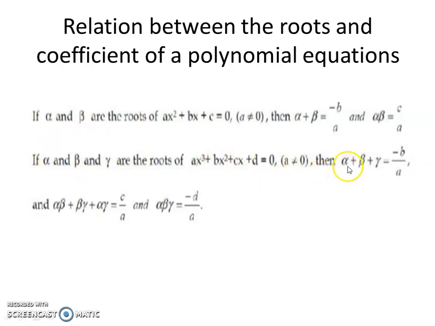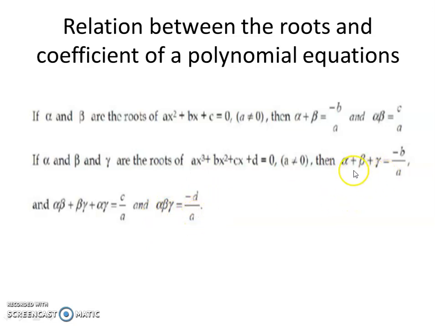They are alpha plus beta plus gamma is equal to minus b by a. Alpha beta plus beta gamma plus gamma alpha equal to c by a. And alpha beta gamma equal to minus d by a.